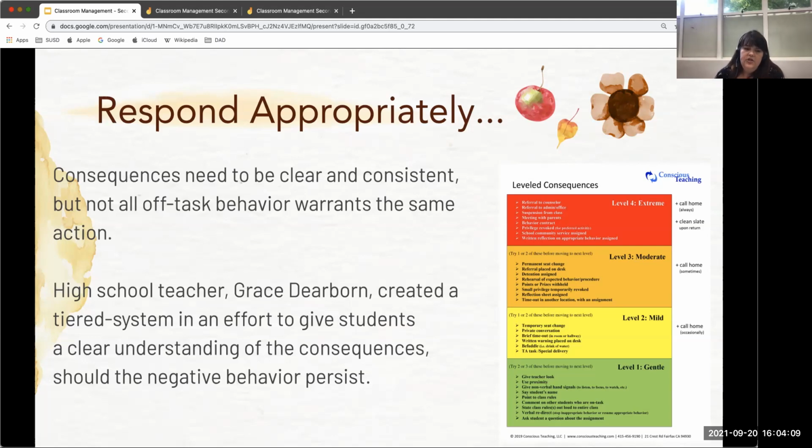So this high school teacher created a tiered system of consequences in an effort to give students a clear understanding of what was coming if they didn't behave. And so it actually gives kids more choice, right? Now, what it doesn't do is, and that is a clickable link, so it would take you to the website if you were to click on that image.